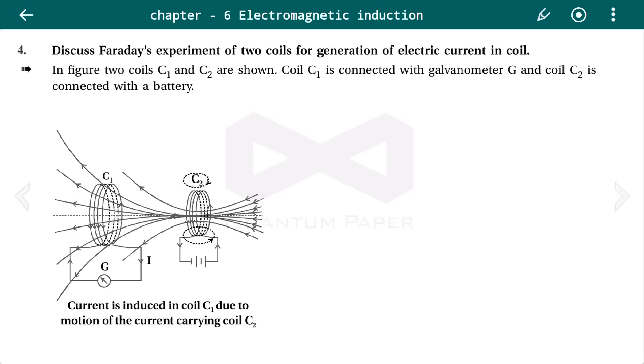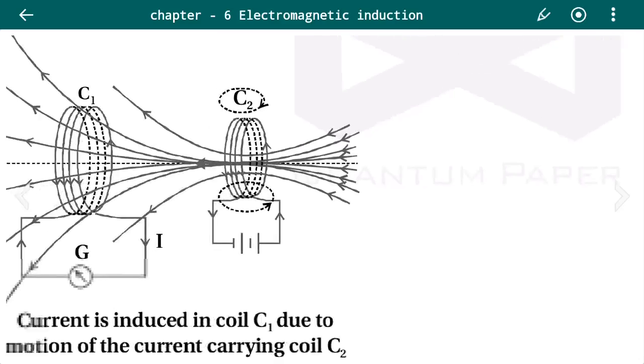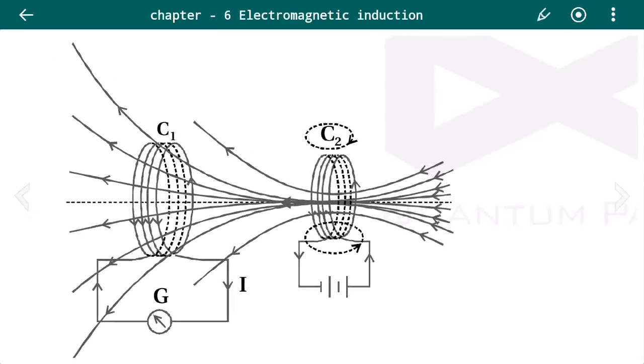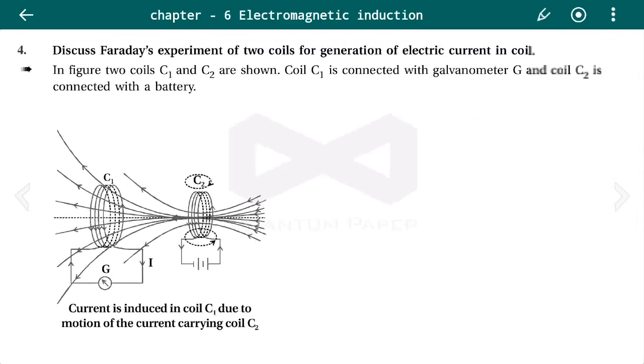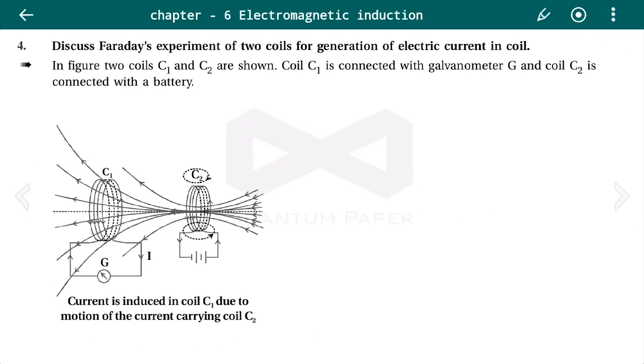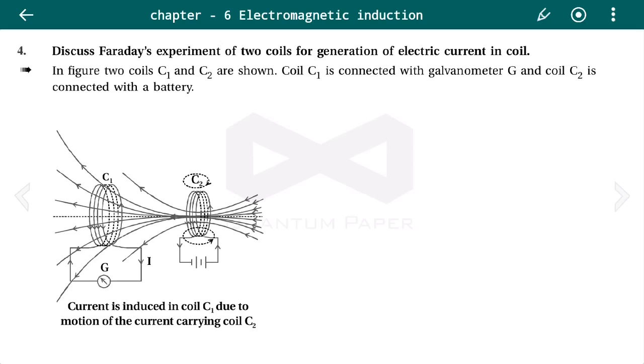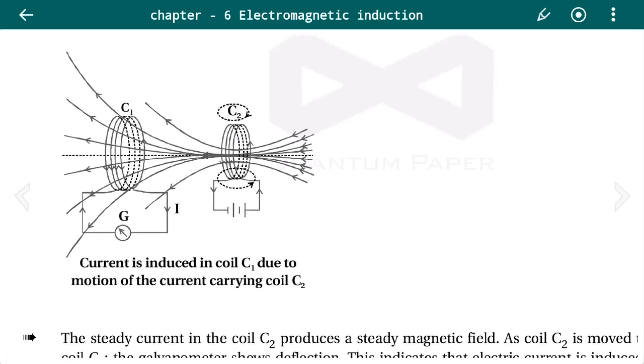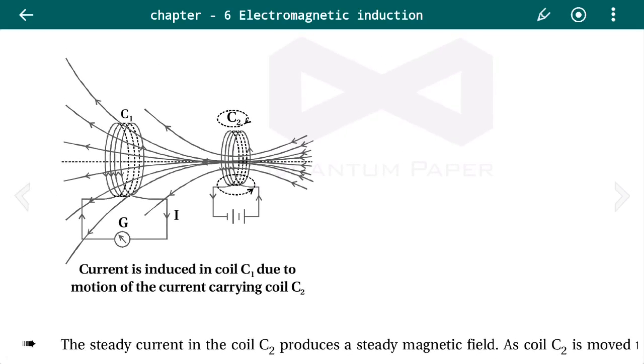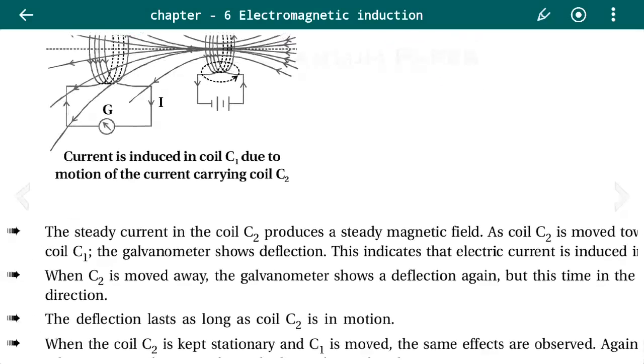Coil C1 is connected with the galvanometer G as in the previous experiment, and coil C2 is connected with a battery. So in the previous experiment we had taken a bar magnet, and in this experiment the bar magnet is replaced with coil C2 connected with a battery. In this case, current is induced in coil C1 due to the motion of the current carrying coil C2.